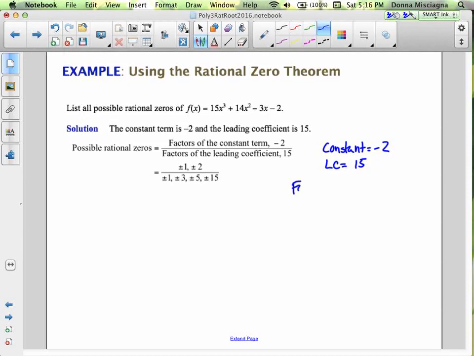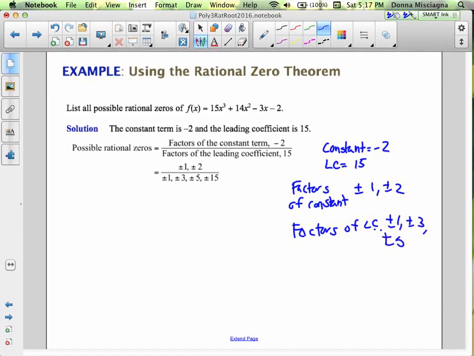So I'll put factors of constant. That's just going to be plus or minus 1 and plus or minus 2. And then factors of the leading coefficient. All right, so our leading coefficient is 15. So we have plus or minus 1, plus or minus 3, plus or minus 5, and plus or minus 15. All right, so lots of different choices there.